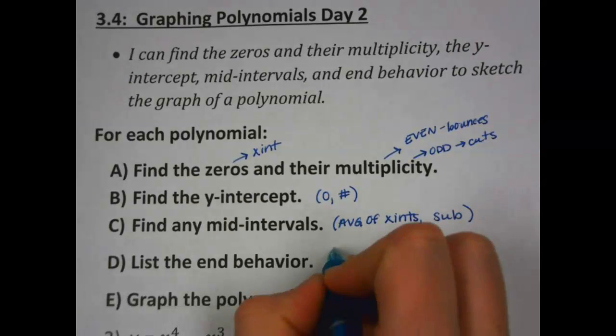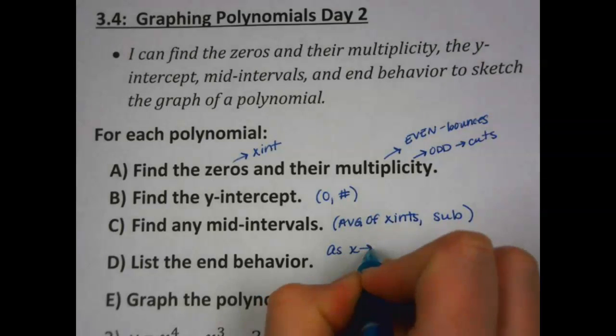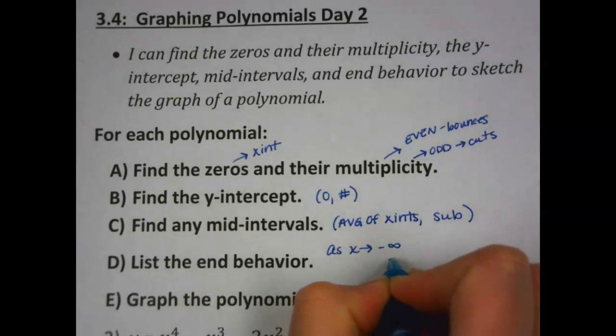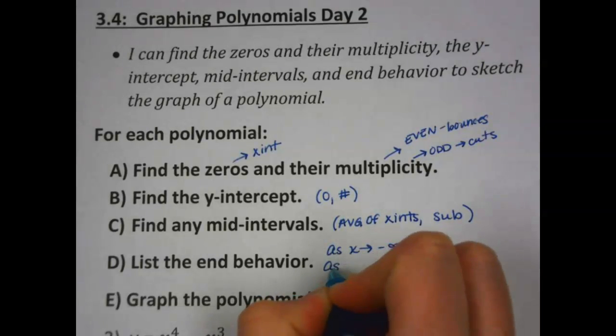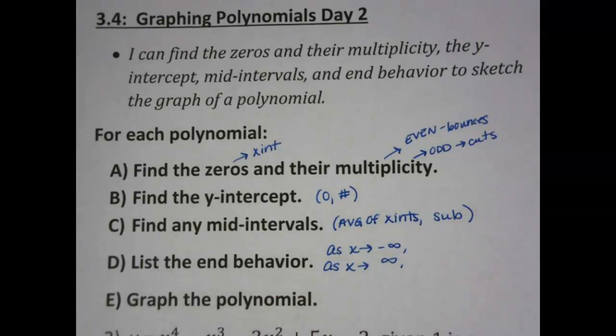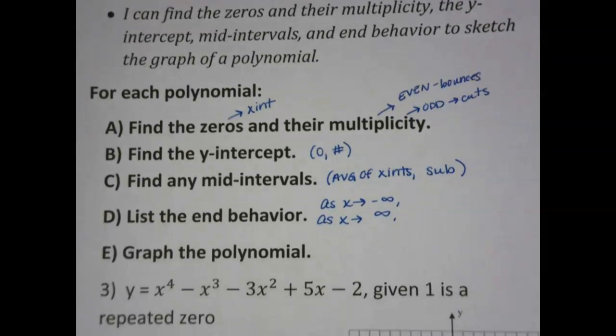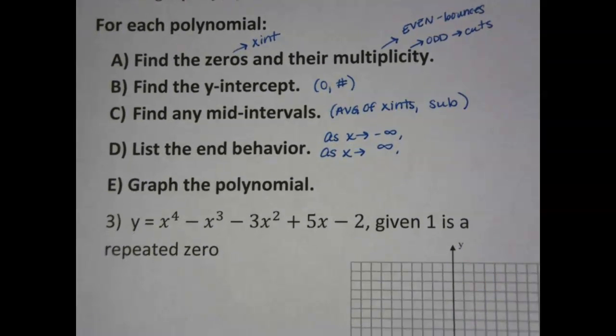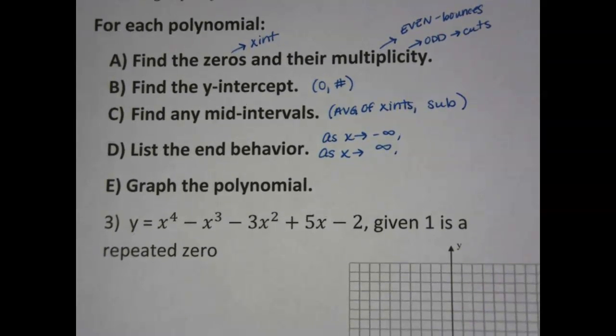Average of x-intercepts, and then you substitute back in to find y. The end behavior, that's the as x approaches negative infinity and infinity notation. And then we use it all to help us graph. So those same things that we used last time, if you didn't catch the first video where we went over those in more detail, go back and watch that first and then come back and do this one. Go ahead and start on number 3.